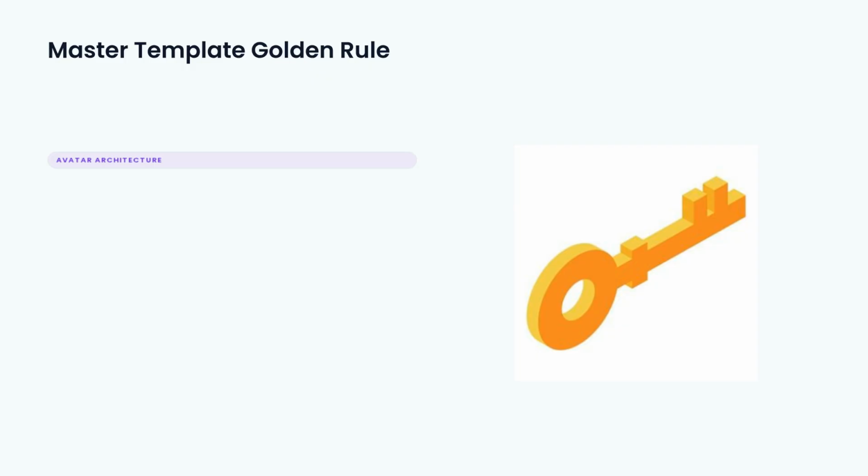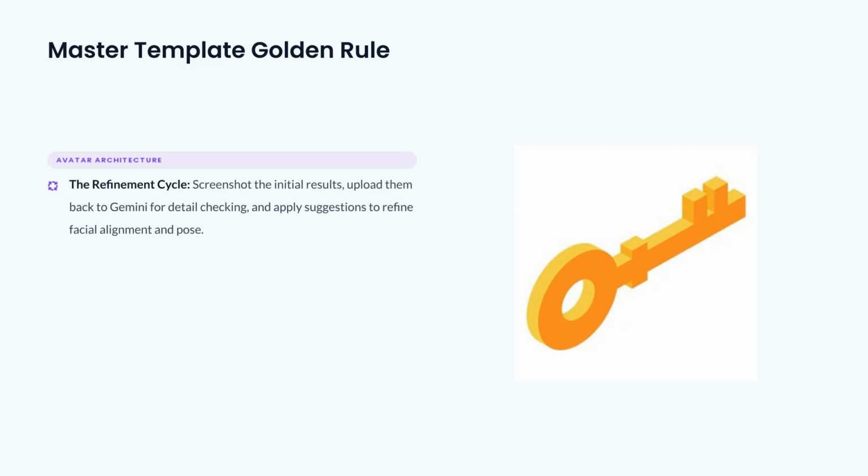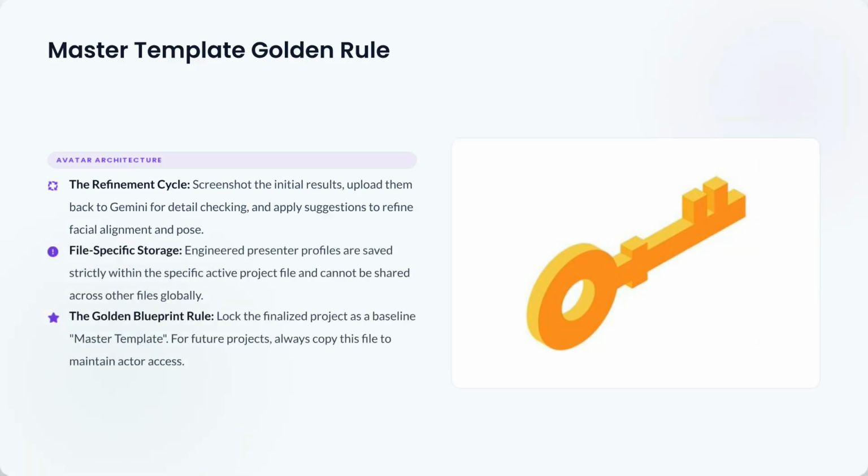Remember the golden rule of avatar architecture. Use refinement cycles to improve results. Keep profiles specific to your project files, and always maintain a master template file to ensure consistent access to your actors.